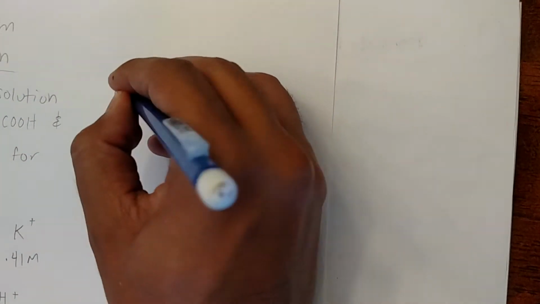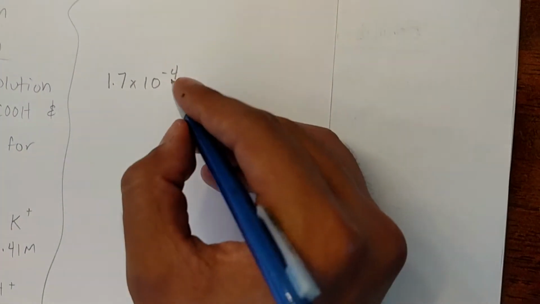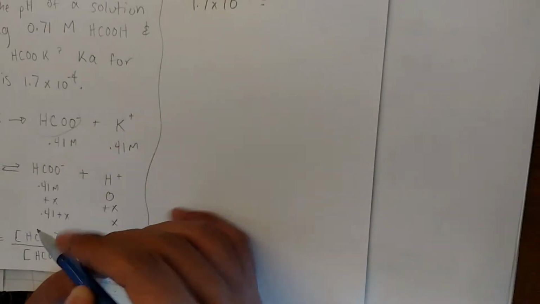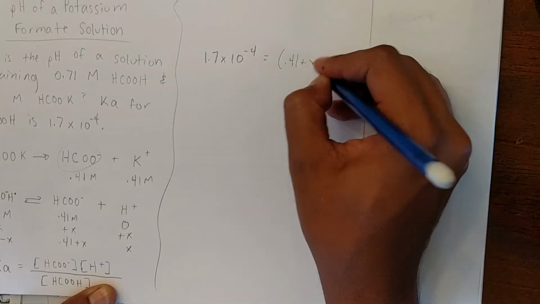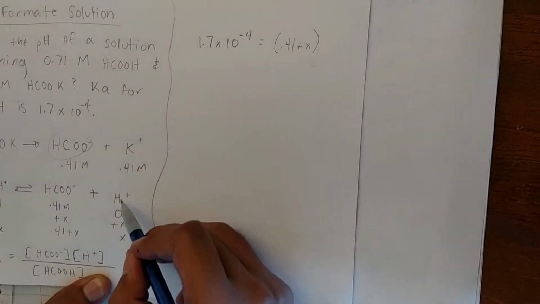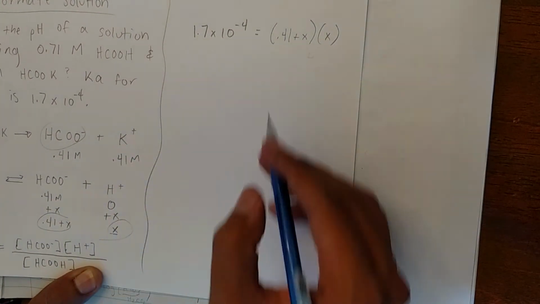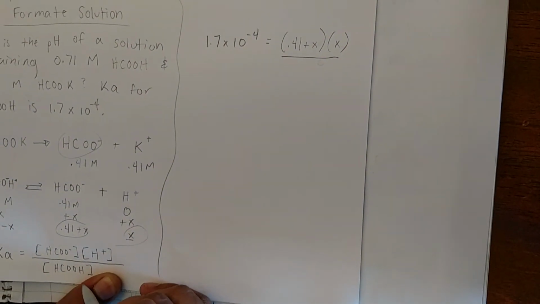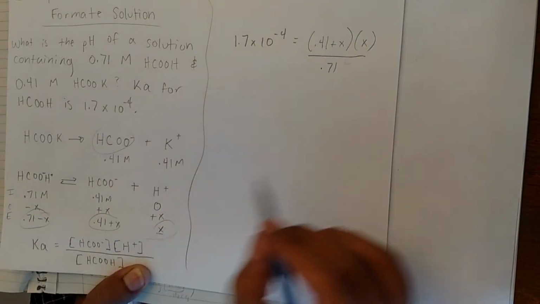So we have 1.7 times 10 to the negative 4 equals 0.41 from the HCOO minus. So we get 0.41 plus X times the hydrogen, which is X, we get it from right here, all over HCOOH, which is 0.71 minus X. That's about this value right here.